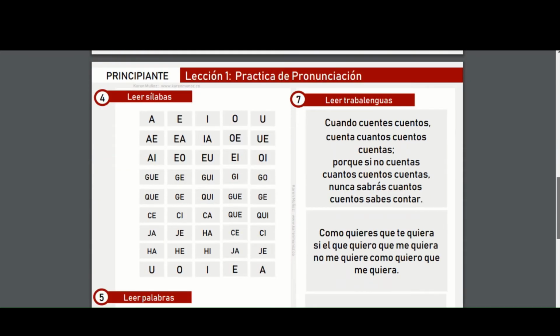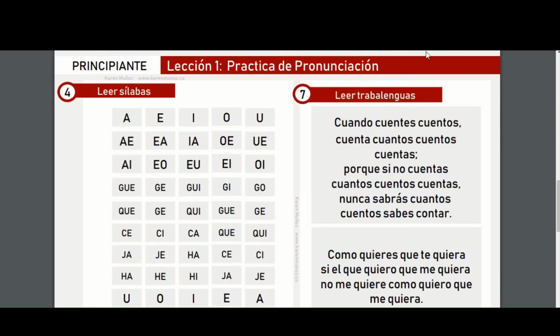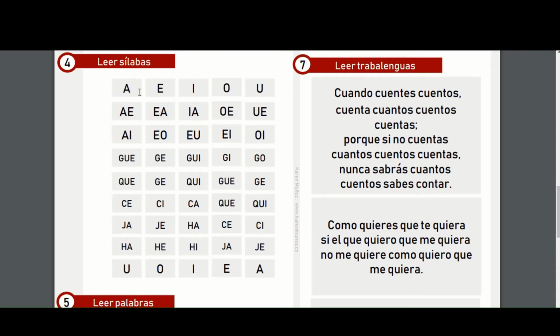Now let's try some combinations that I feel are the trickiest in Spanish. So let's see. A, E, I, O, U. Now in reverse. U, O, I, E, A. Then, ue, oe, ia, ea, ae, ai, eo, eu, ei, oi. In reverse, oi, ei, eu, eo, ai.